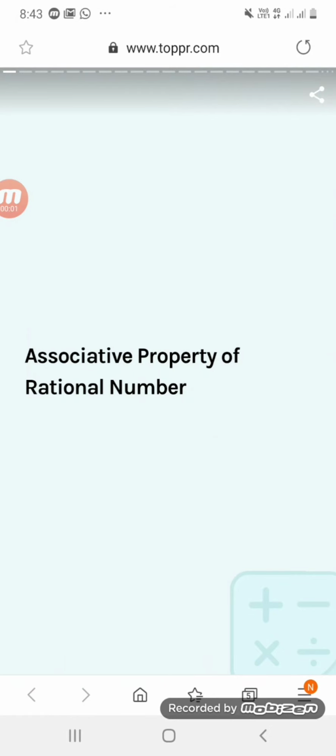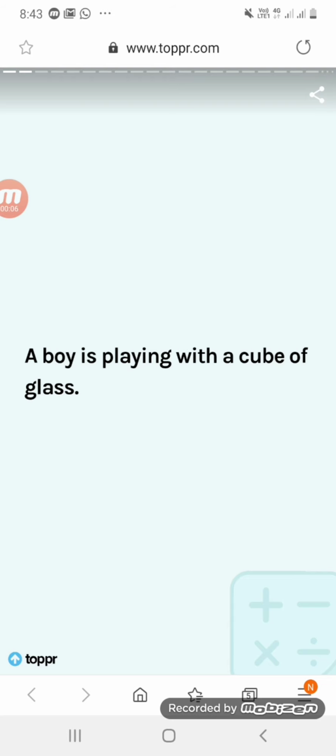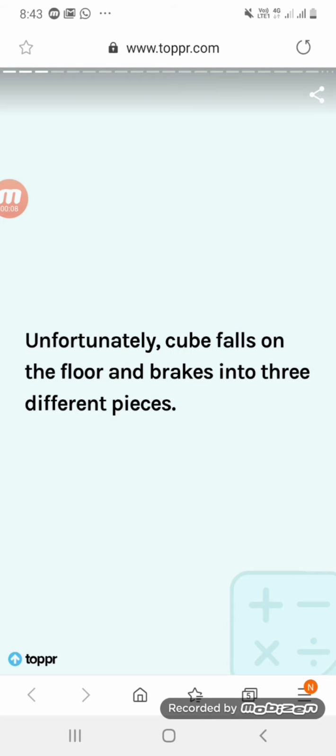Next, we'll learn about the associative property of rational numbers. So, a boy is playing with a cube of glass. Unfortunately, the cube falls on the floor and breaks into 3 different pieces.